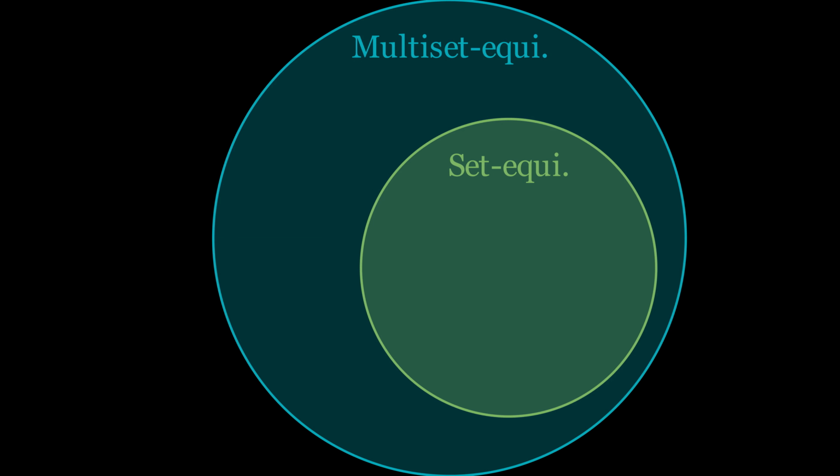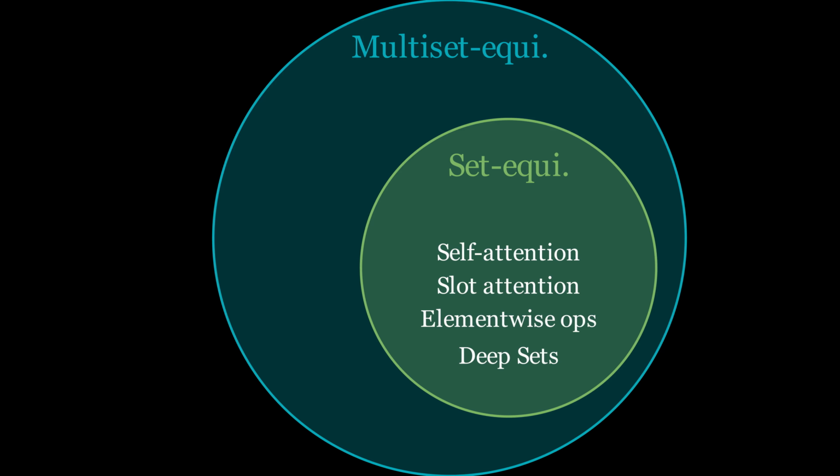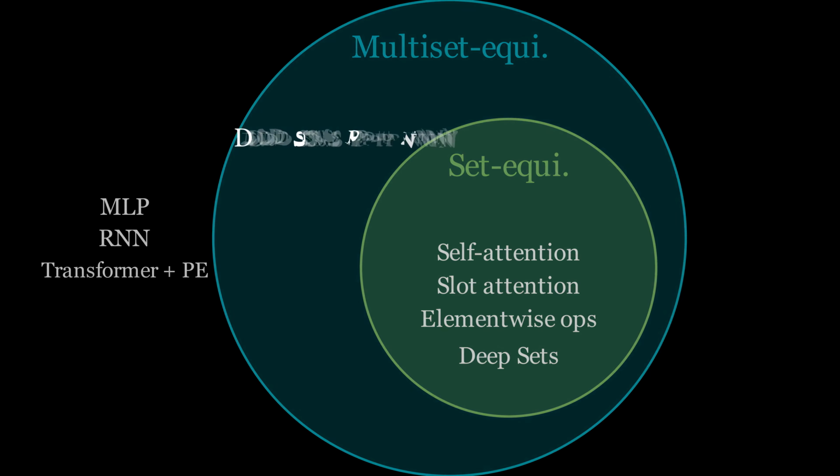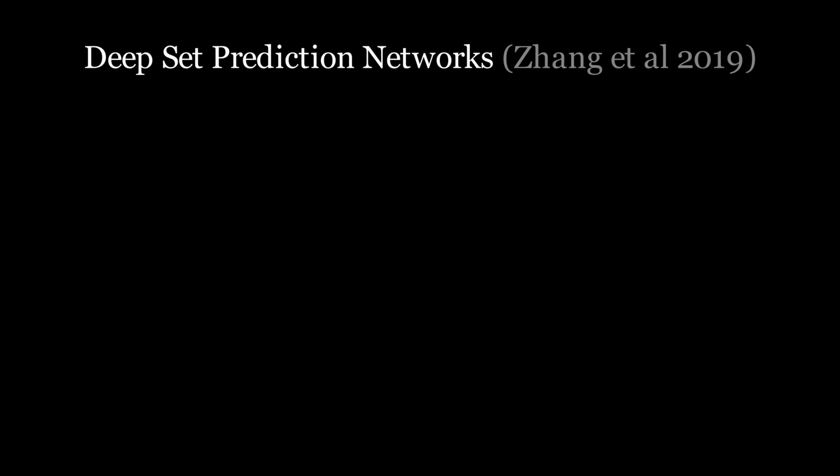If we take a step back and look at the landscape of set predictors, we have quite a few that are set-equivariant, we have plenty that are not equivariant, and just one that has the property that we like, multiset-equivariance without set-equivariance. So what is this DSPN thing? It stands for Deep Set Prediction Networks, which is a paper from NeurIPS 2019.